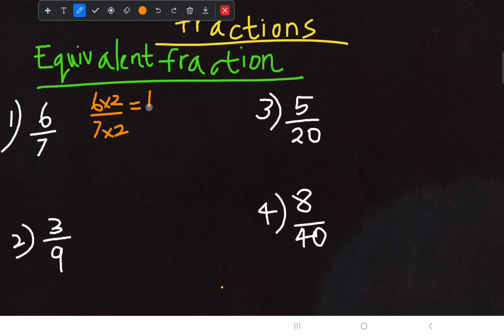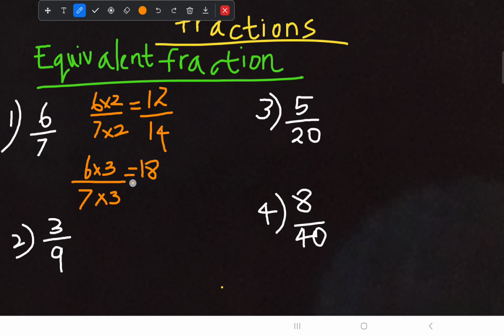So that will give you 12 upon 14. For the next one, when I multiply both the denominator and numerator by the number 3, 6 3s are 18, 7 3s are 21. For another one, when I multiply both by 10, it's 60 upon 70. Likewise, you can use any positive integral values to find your equivalent fraction. For the next case, you can multiply to get your answer.